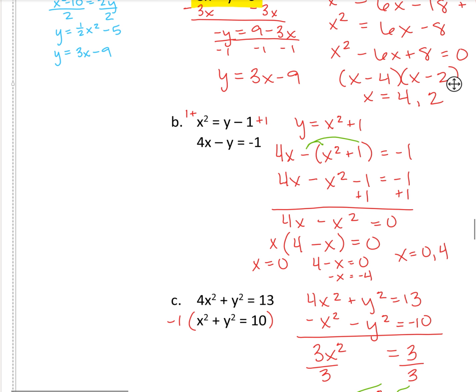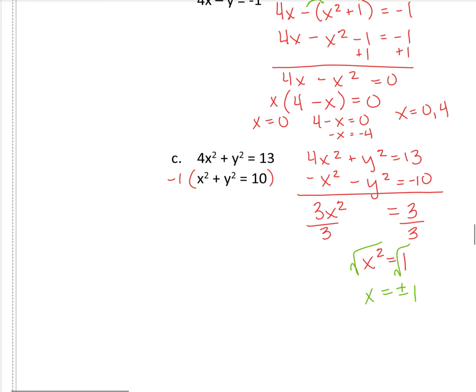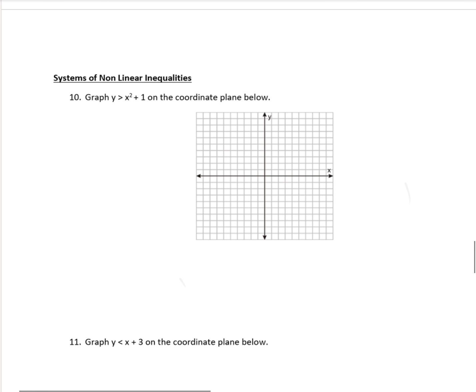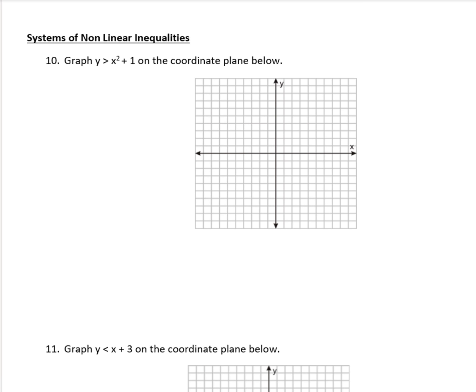So again, you would do the same thing for B and again for C, but I'm not going to go through them for that one. All right, 10. We're going to graph y is greater than x squared plus 1.